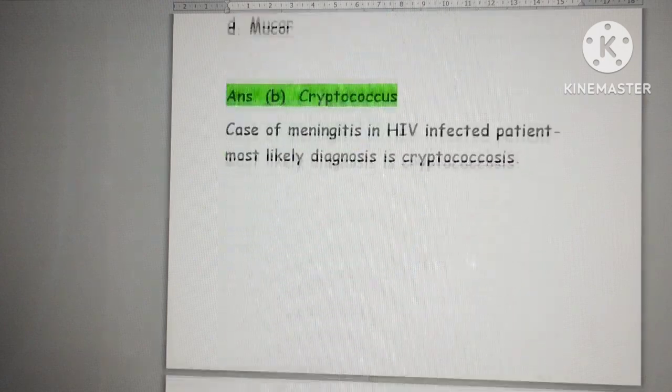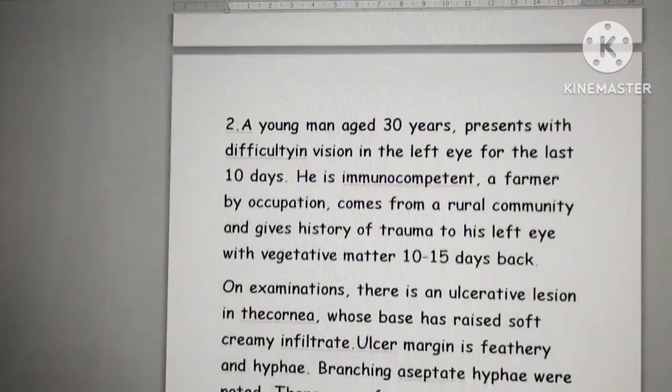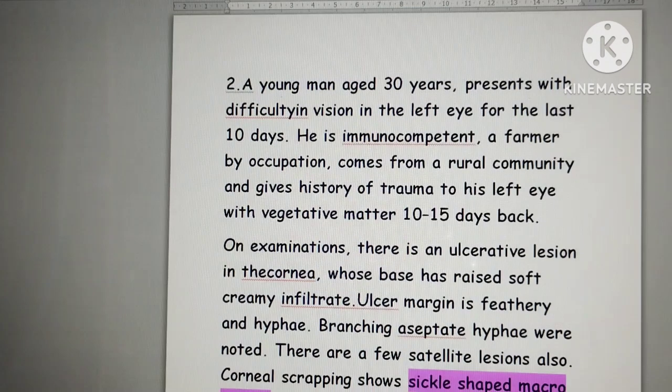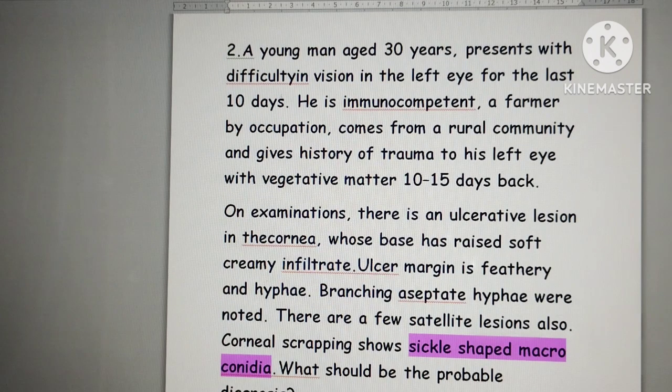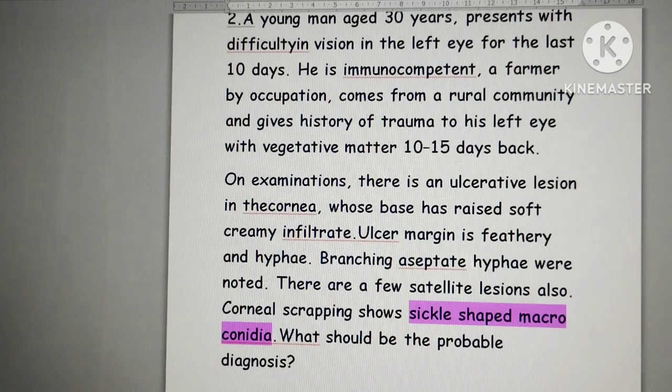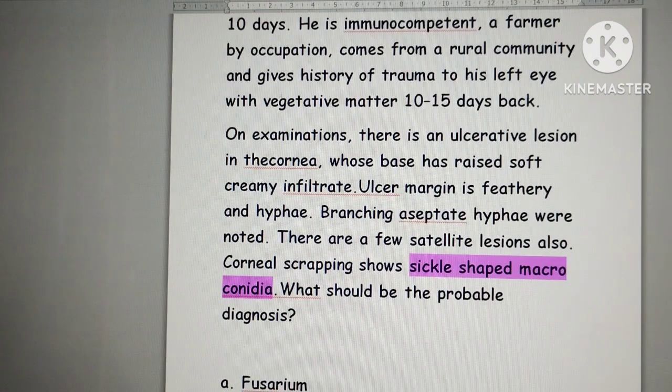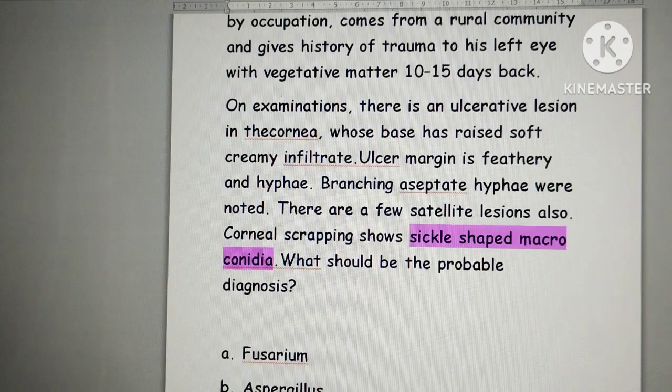So second question. A young man aged 30 years presents with difficulty in vision in the left eye for the past 10 days. He is immunocompetent and a farmer from a rural community, and the history usually shows a trauma to the left eye with vegetative matter. On examination there is a corneal ulcer which has a soft and raised creamy infiltrate. The ulcer is feathery and shows branching aseptate hyphae, and a satellite lesion is also there, and the corneal scraping shows sickle shaped macroconidia.